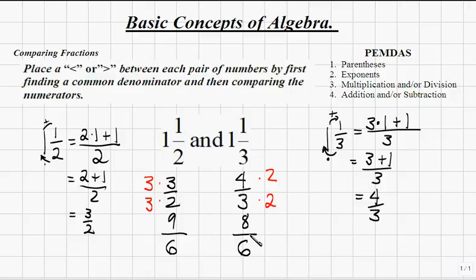So to compare these two fractions now, 9/6 and 8/6, we see that 9 is larger than 8. And so the fraction 9/6 is larger than the fraction 8/6. And so our final answer to this problem is that our first fraction is greater than our second fraction.